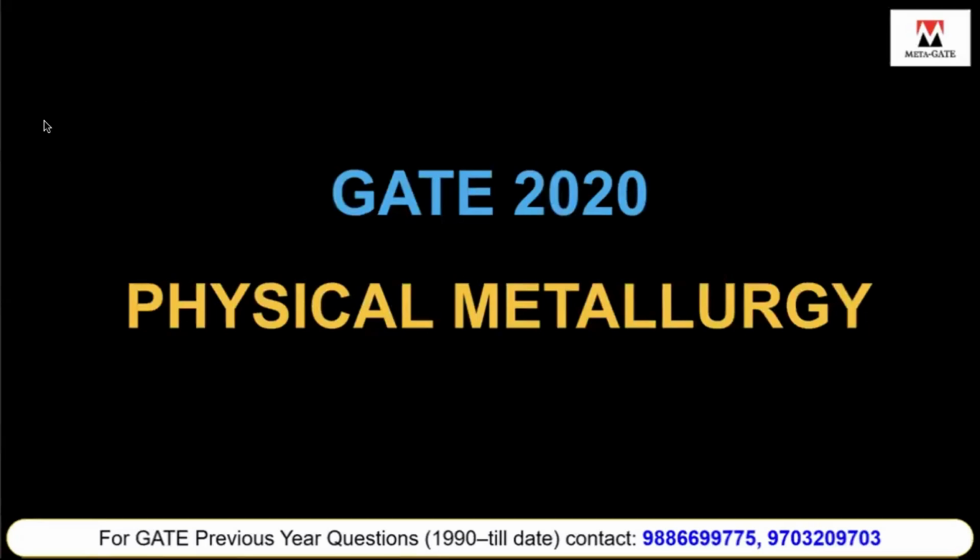GATE 2020 Physical Metallurgy. The dielectric material is: an electrical conductor, a metallic magnet, a coupled electrical conductor, or an electrical insulator. The dielectric material is an electrical insulator.